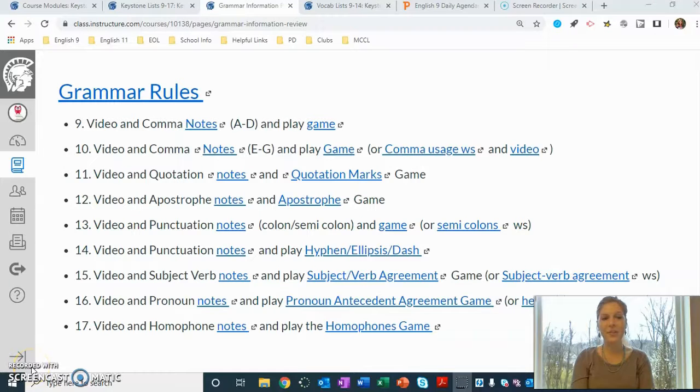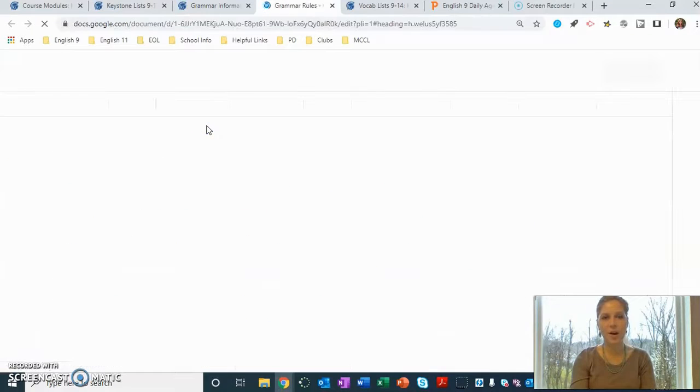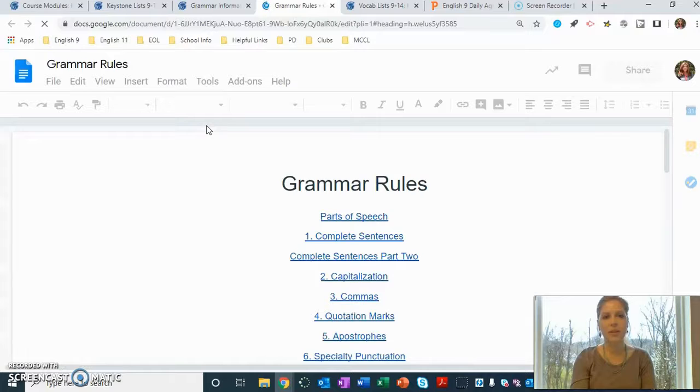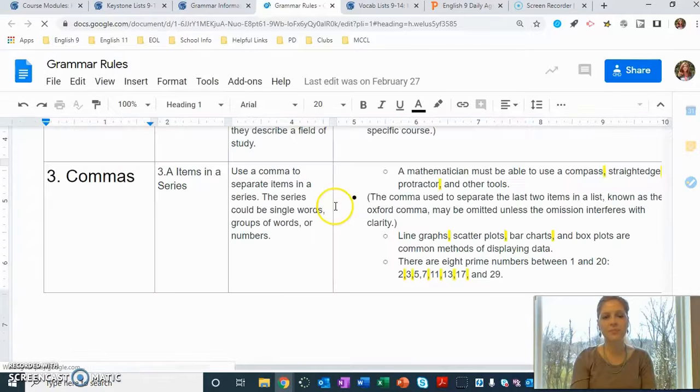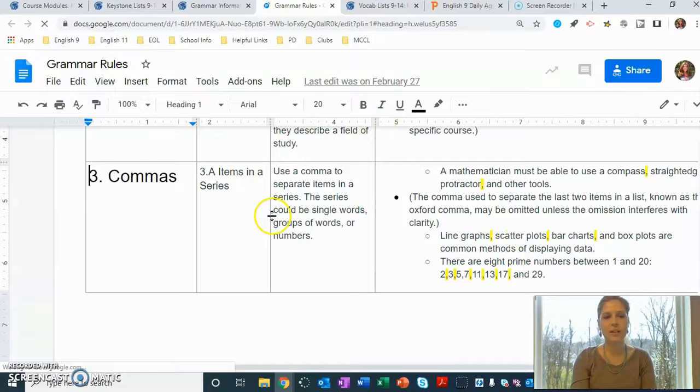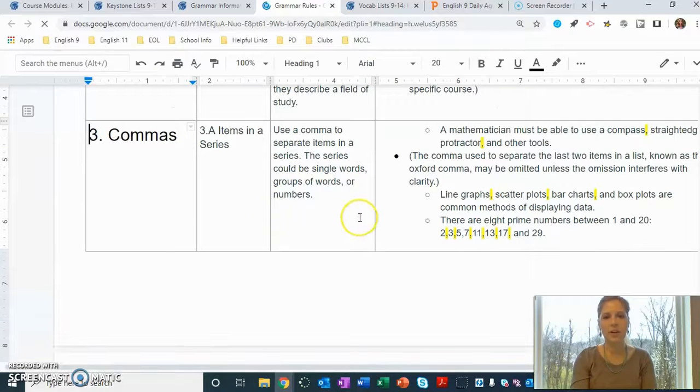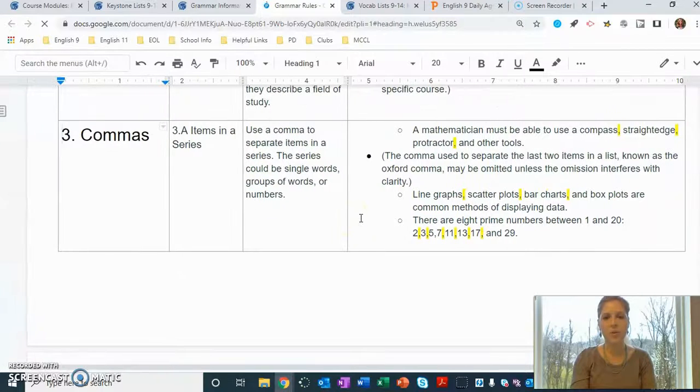Hello, ladies and gentlemen. I'm going to go over the grammar rules for this week. So, the first part of commas. Alright, so I'm going into the notes. So today is A through D. Alright, so what you need to know about commas.